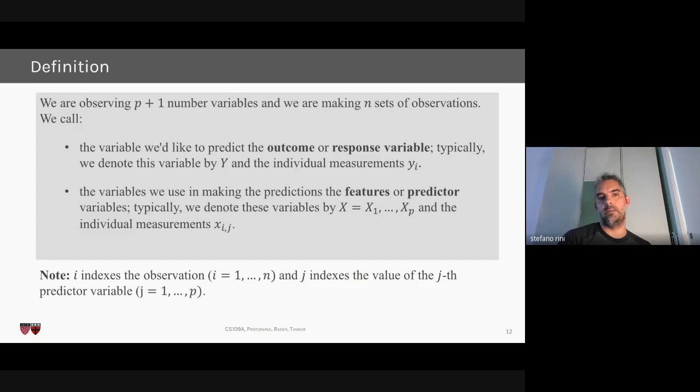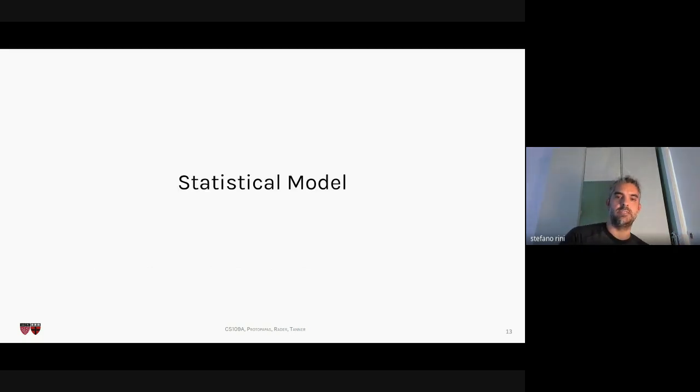So we have in total P plus 1 variables, and we have N observations of these P plus 1 variables, and we would like to predict the outcome or the response, which is Y, from the features or the predictors, which are the ones from 1 to P. Okay? So usually with Xij, we indicate the ith observation and the jth feature. So Xij will be the row i of your data set, and the column j will give you the value of this specific feature.